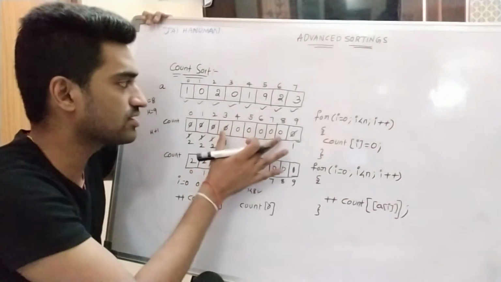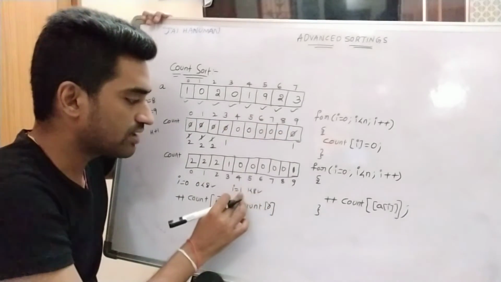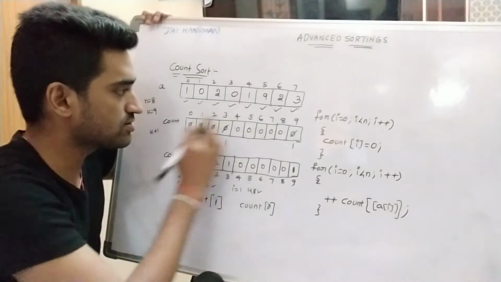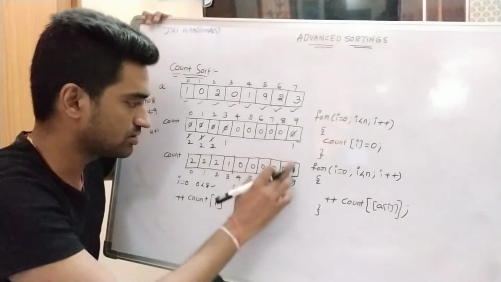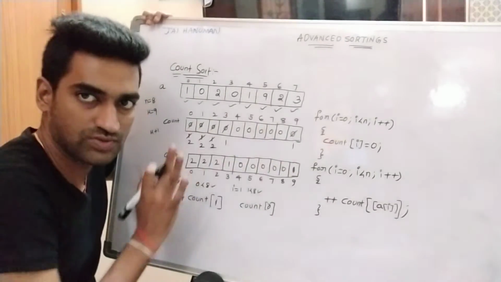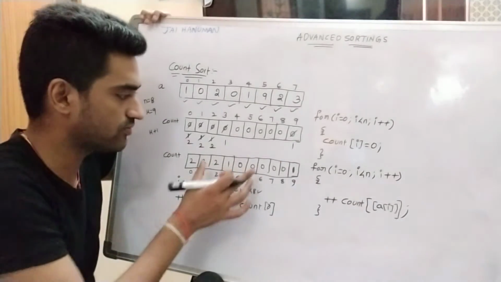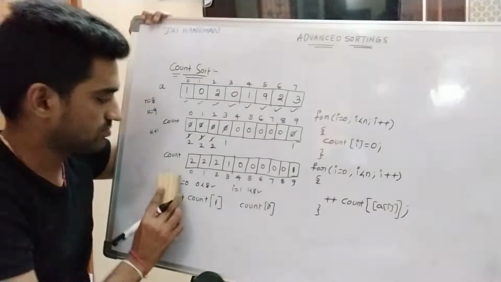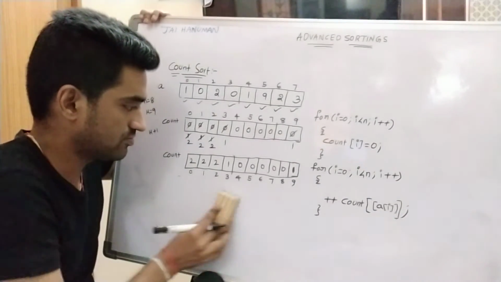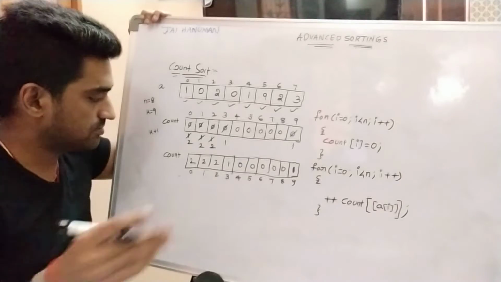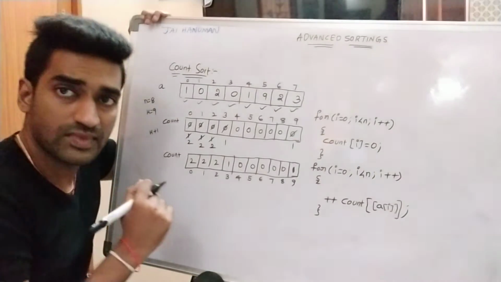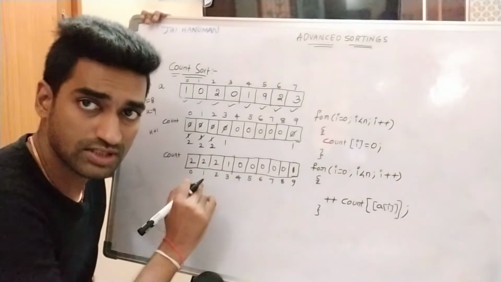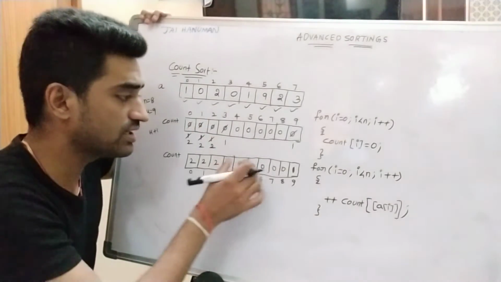So this procedure continues until the I value reaches 7. Once the I value reaches 7, all the process has been completed. Now the updated array is this one, right? So this is the simple logic for counting, for updating the count array. So here we can count the total number of key elements in the array.